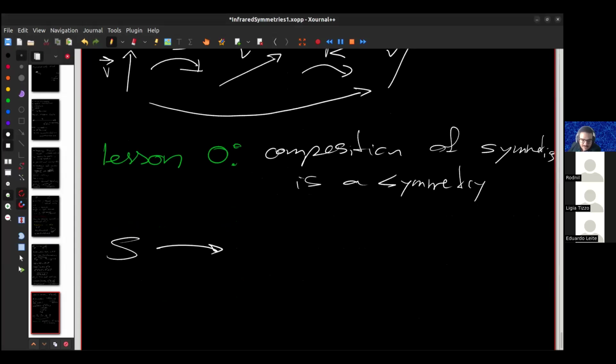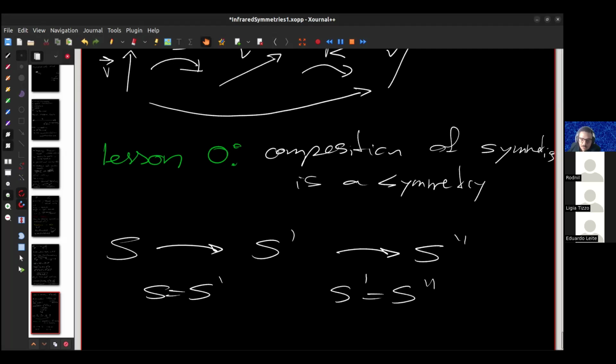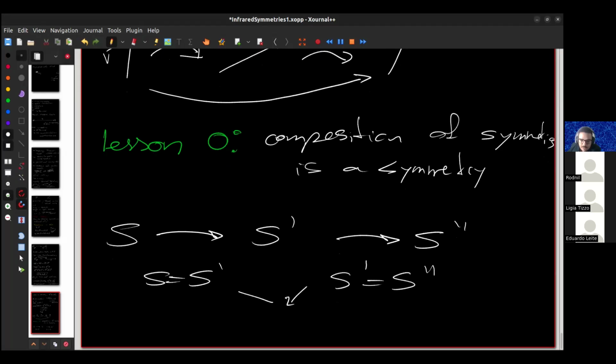I started with the system S, then I go to S prime, and then I go to S double prime. But I'm saying here that since these transformations between the systems are symmetries, then I know that S and S prime are actually physically the same, and S prime is actually physically the same as S double prime. So I can conclude from these things that I can see no difference between S and S double prime. So I will assume that any collection of symmetries should have this property that composition of symmetries is a symmetry.